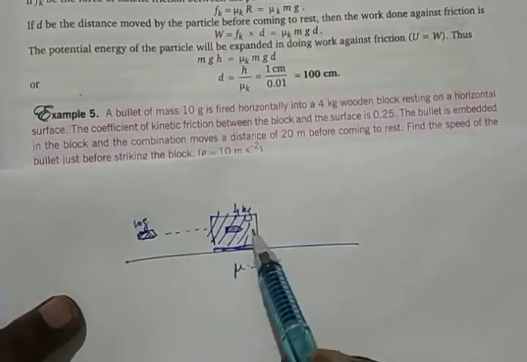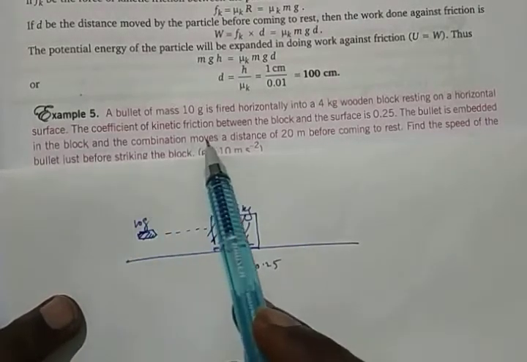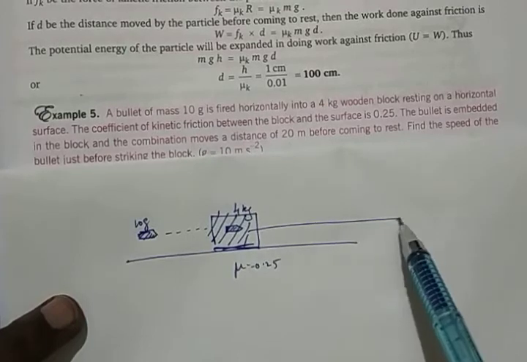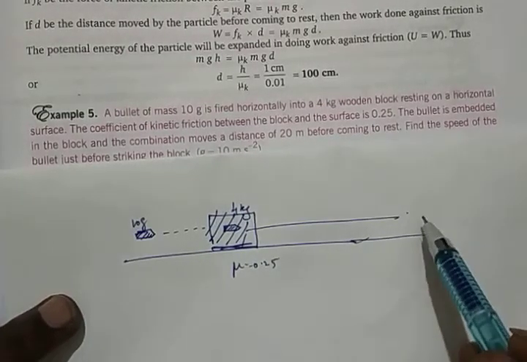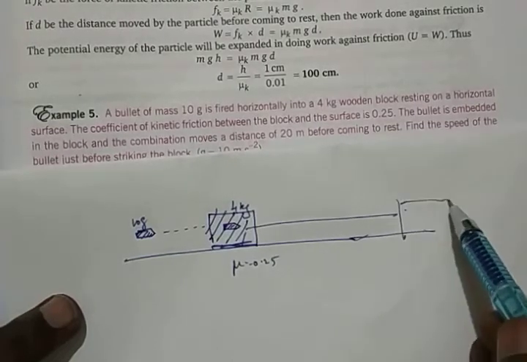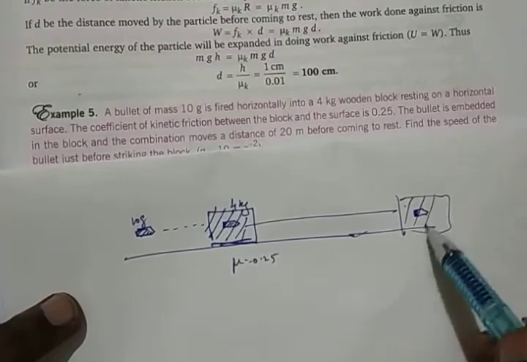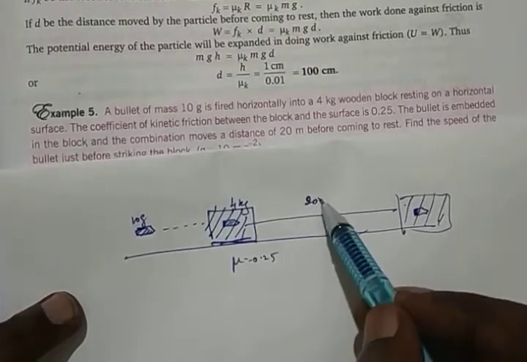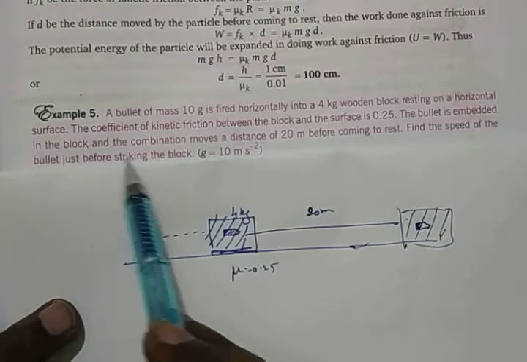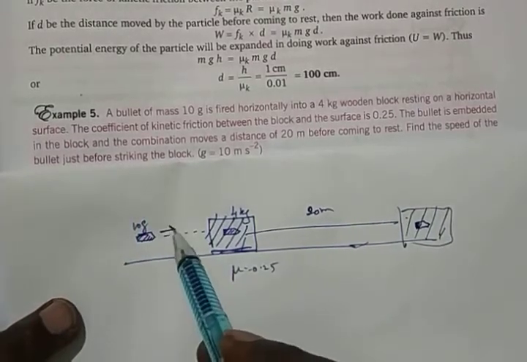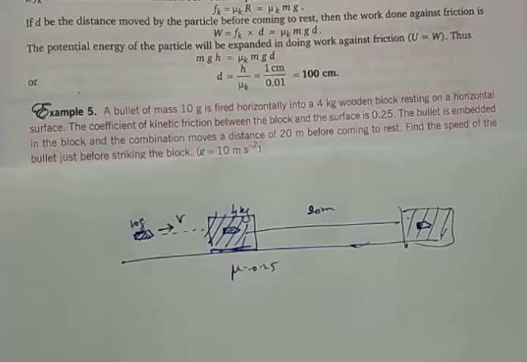Now as soon as it gets blocked, the bullet is embedded in the block and the combination moves a distance of 20 meters. It is just continuously moving for 20 meters. That is quite a long distance before coming to rest. So this whole thing has moved here for 20 meters. Find the speed of the bullet just before striking the block. There is a bullet speed with which it comes. Find the v value of this one. So that is the question here.